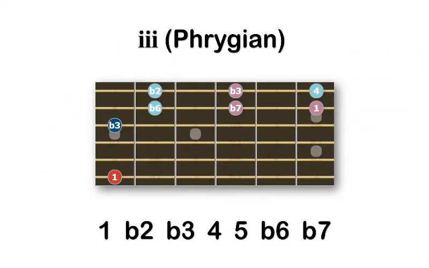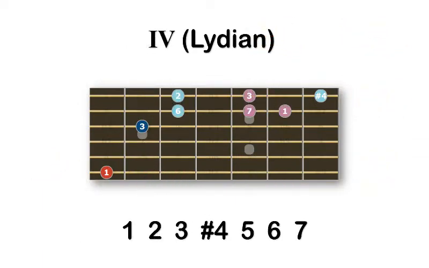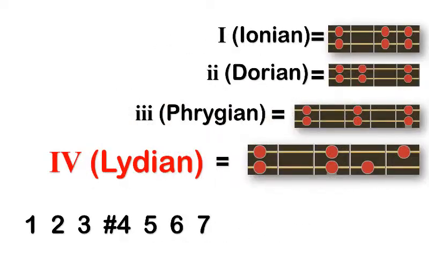Here is our Phrygian mode that our minor 3 chord is based on. You'll notice that we have a minor 7th, 6th, 3rd, and 2nd in this mode, creating this distinct pattern. Next, we have the mode of our major 4 chord, Lydian. This is just like our Ionian mode, except with an augmented fourth, giving it a dreamy flavor.